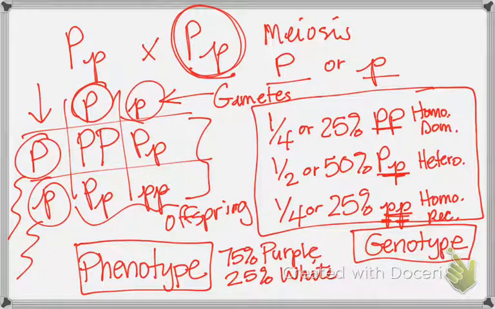Now, Punnett squares are great, but it's a prediction. And are predictions always exact? No. So if I take and I plant 4 seeds from a cross between these two parents, am I going to get 3 purples and 1 white exactly? No. But if I plant 3,000 seeds, what is the ratio likely to be? It's likely to be 75% purple and 25% white.